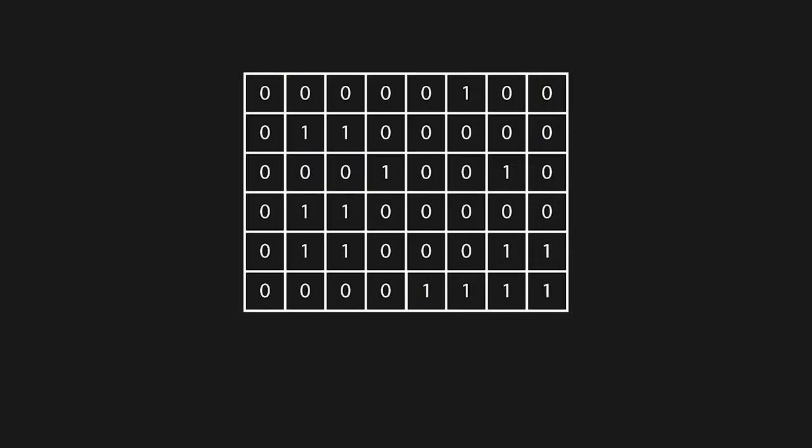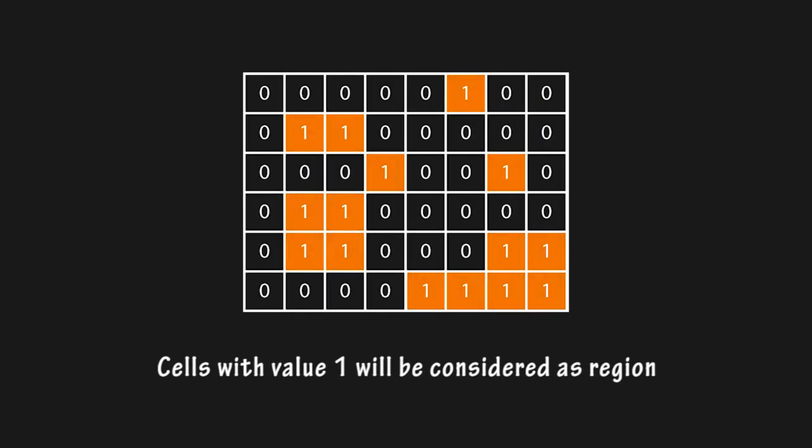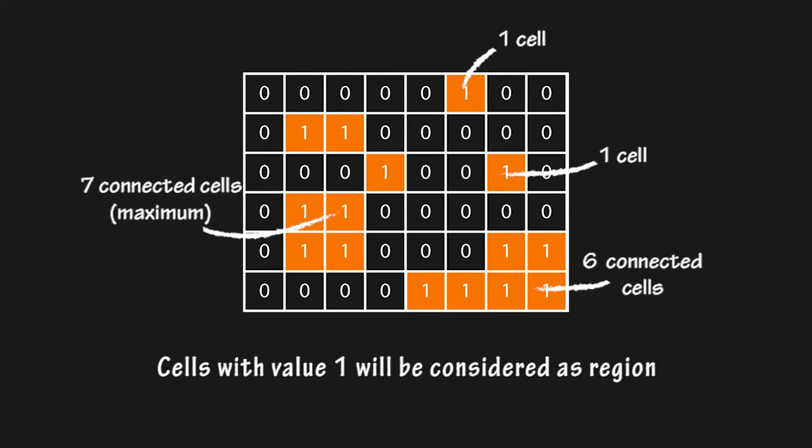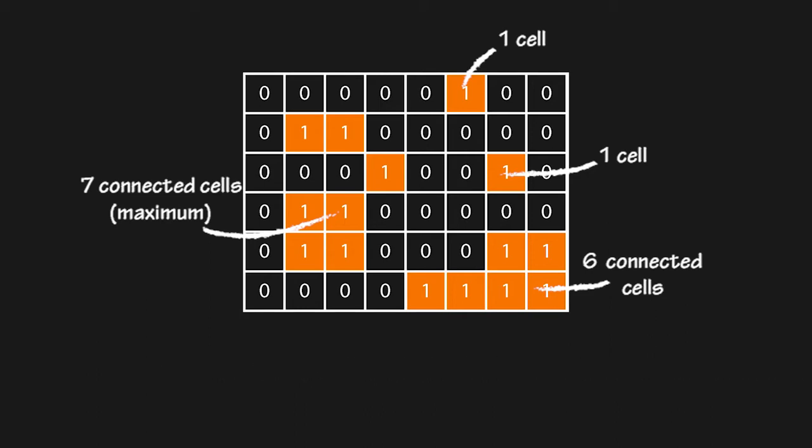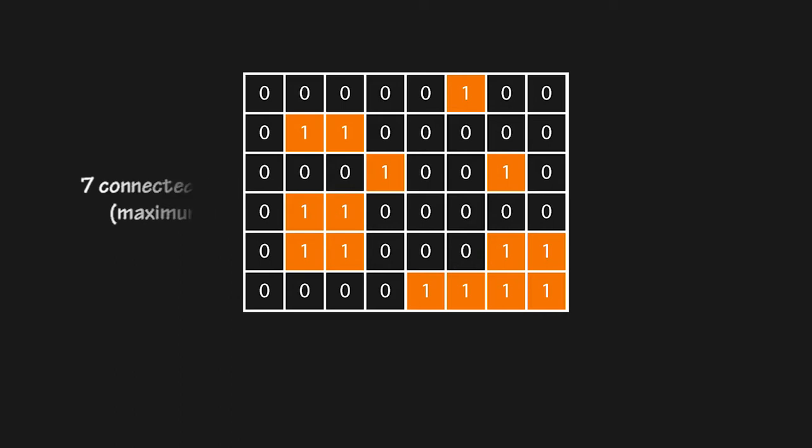Consider a binary matrix like this. We have each cell of the matrix filled with either 0 or 1. We will be writing a program to find the maximum number of connected cells having value 1 in the matrix. Here, we have 4 regions in the matrix containing value 1. Out of the 4 regions, this region has 7 connected cells having value 1, which is the maximum number of connected cells in this matrix.